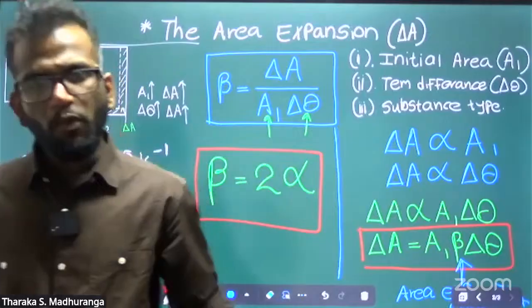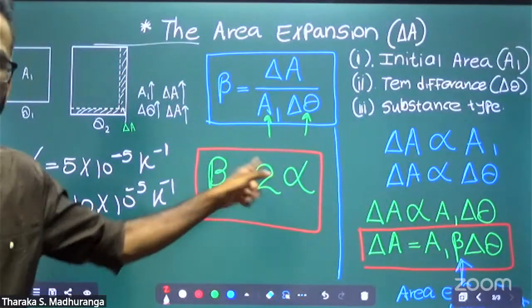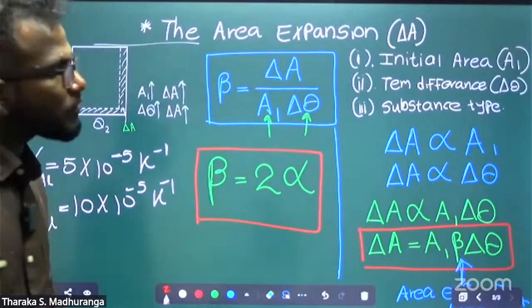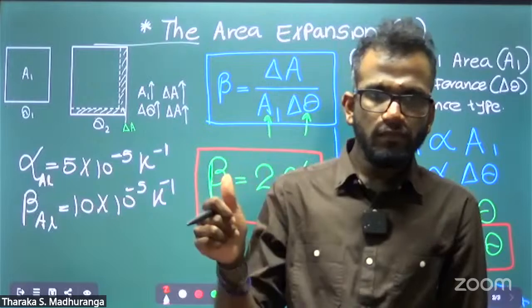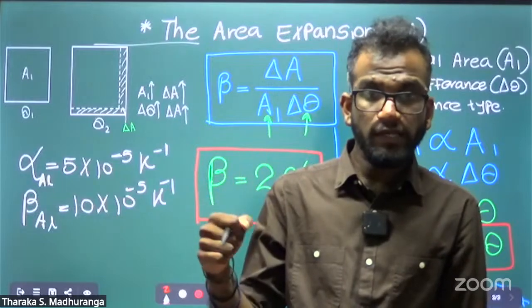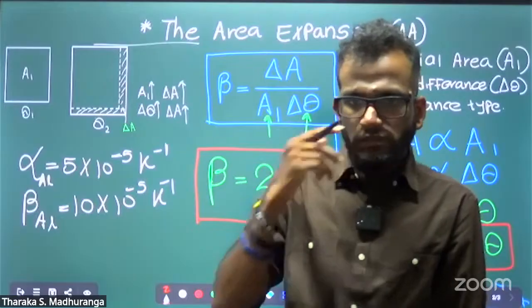All are the same order, only one point is new. The beta equal to alpha, that's the only new point. All others are the same as linear expansion. Correct? Clear? Good.